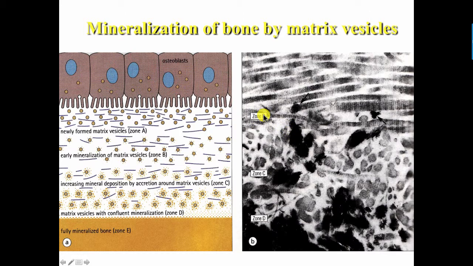Here is zone B, where mineralization is just starting. This is zone C, where these matrix vesicles are starting to fuse with one another. They continue to fuse, and the area of mineralization continues to grow along these collagen fibers, seen here, until the entire bone becomes mineralized. So you should really understand this process of mineralization.